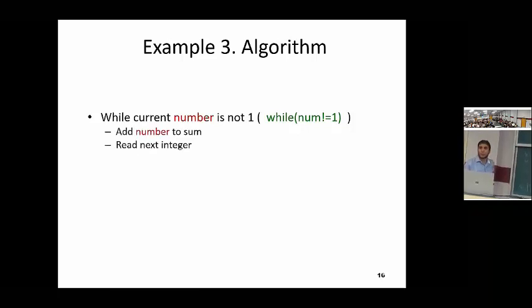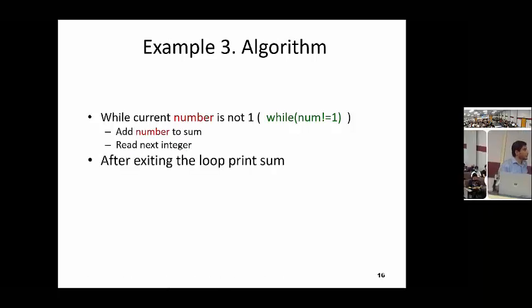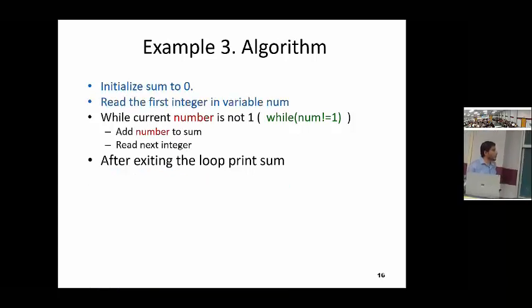What do I do inside the loop? Well, you add the number to the sum, right? That's all you want to do right now. It's a very simple program. If the number is not equal to 1, just add it to your sum, right? And then after I exit the loop, I just print the sum, similar to what we have done before.